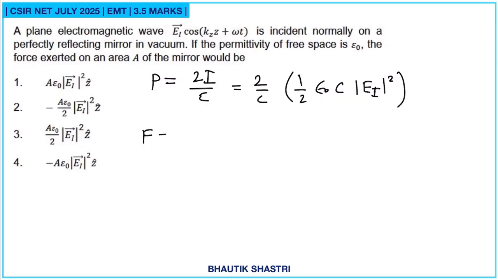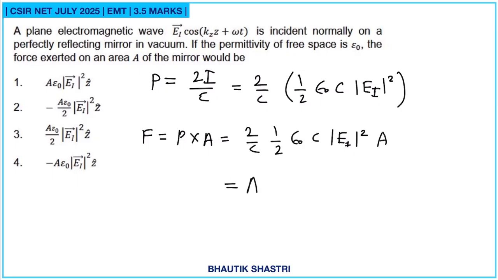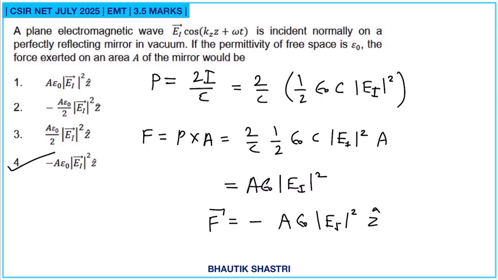So the force will be equal to pressure into area. That means this will be equal to 2 by C, 1 by 2 epsilon naught C E naught square into area. So this is equal to A epsilon naught E naught square. Now this is the force exerted on the mirror. It is in opposite direction to the direction of incident wave. So this force will be equal to minus of A epsilon naught E naught square z cap. So option 4 is correct.